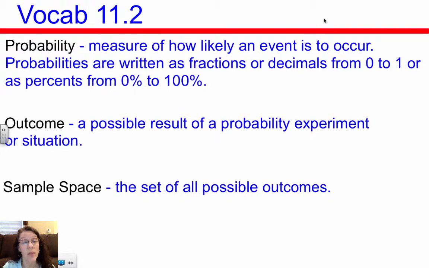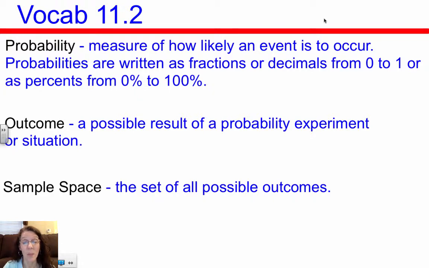So for the vocab from 11.2, probability is the measure of how likely an event is to occur. They are written as fractions or decimals from 0 to 1, or as percents from 0 to 100%. If it happens, it's 100% likely to occur, obviously, and if it doesn't happen, it is 0% likely to occur.